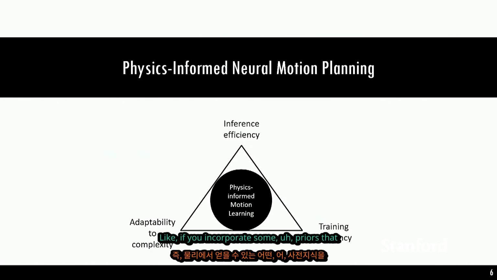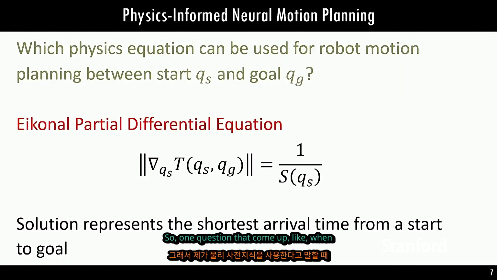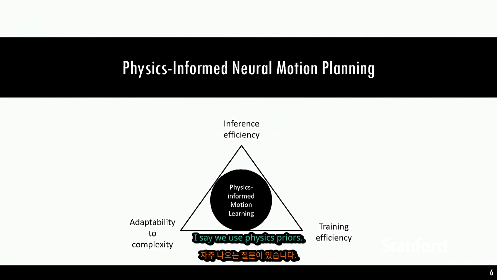So our answer is yes. If you incorporate some priors that are available to us from physics, you can achieve all these three features. And that will be the focus of the rest of this talk. So one question that comes up, when I say we use physics priors, is what physics priors do we use? Often people confuse this physics prior with a physics engine or a simulator, but in my talk I specified very clearly that we use PDE priors because I was getting this question again and again, but where is the simulation here? So it's not a physics simulation, it's a PDE that we use as a prior.